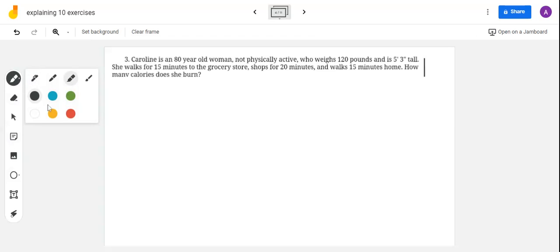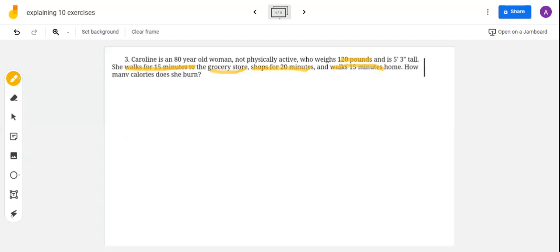I'll do a yellow highlighter for this for you guys. So what you need to know is how much she weighs, which says 120 pounds. She walks for 15 minutes, shops for 20 minutes in the grocery store, and then walks another 15 minutes. They want to know how many calories she burned. Okay?